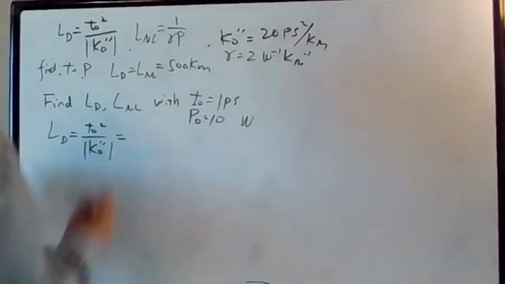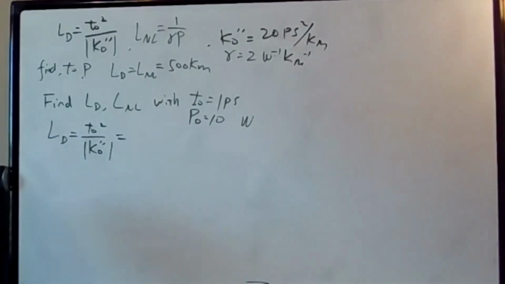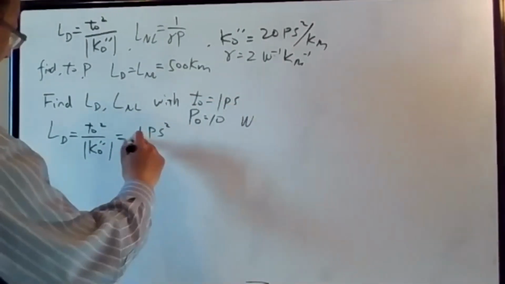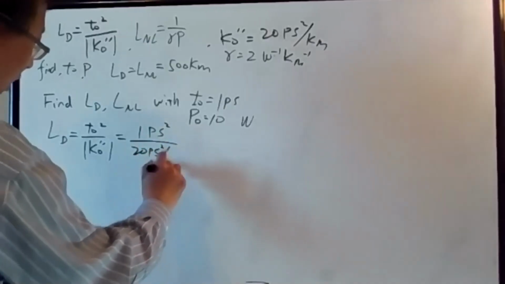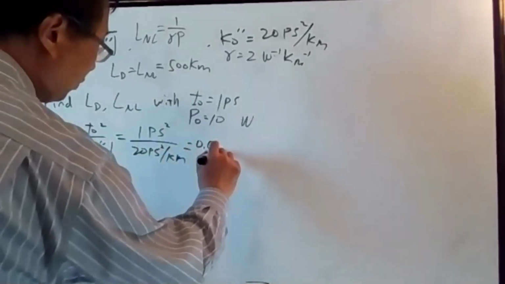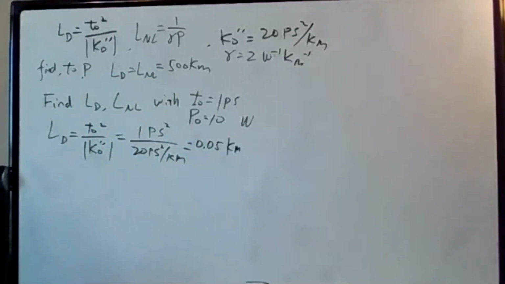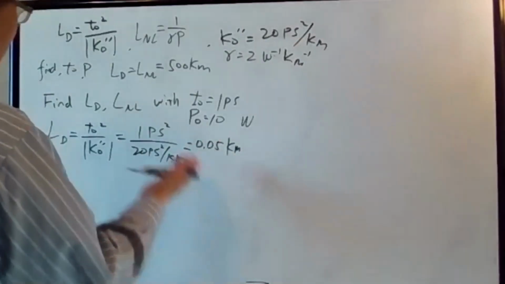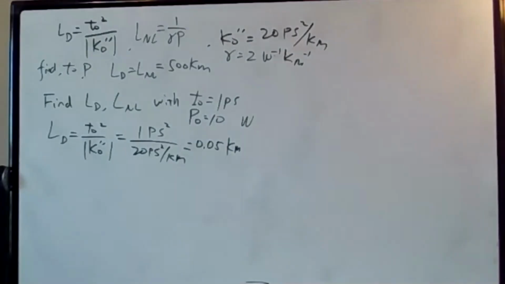So this LD is going to be T naught, which is 1 picosecond, squared over 20 picosecond squared per kilometer. So this would be 0.05 kilometer. This dispersion length is 0.05 kilometer, meaning that if I have a length shorter than 0.05, the dispersion won't play an important role.